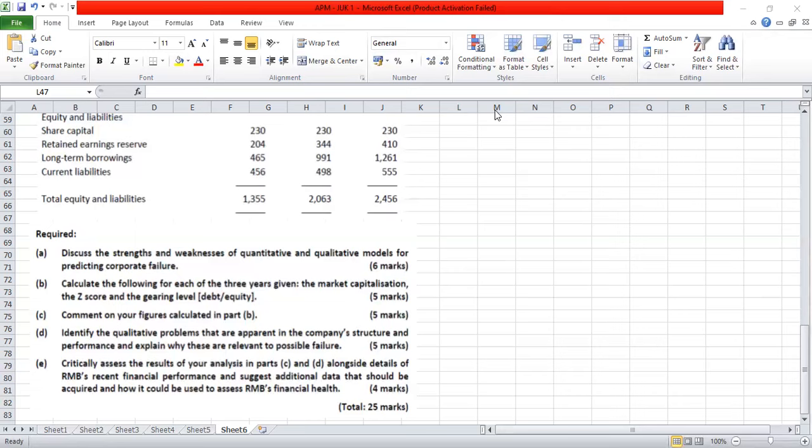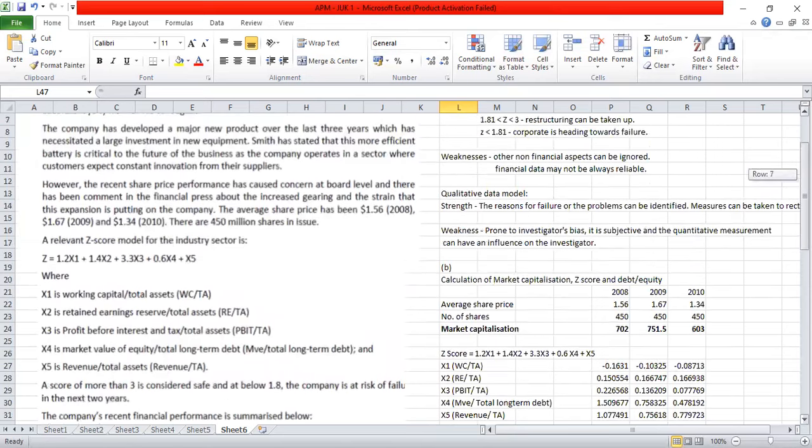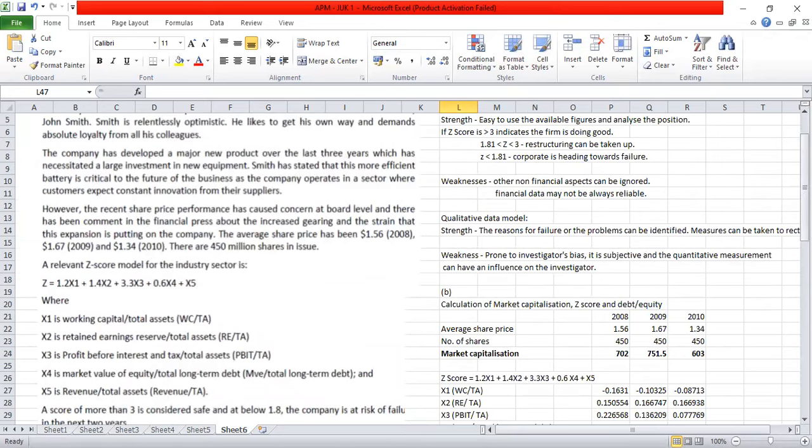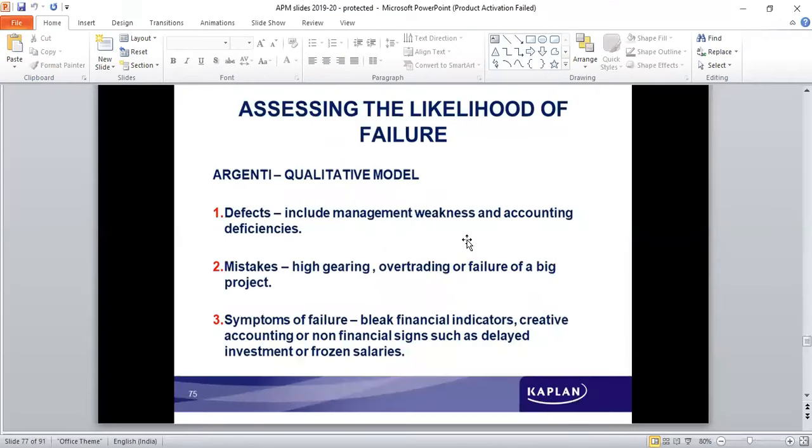Okay. The question says: identify the qualitative problems that are apparent in the company's structure and performance and explain why they are relevant to possible failures. So what are the qualitative problems? So let's look into, are there any qualitative problems? So when we talk about the qualitative problems, we have only this model given for the qualitative model of corporate failure.